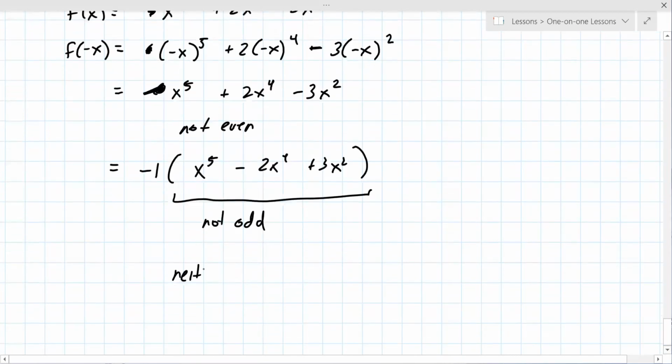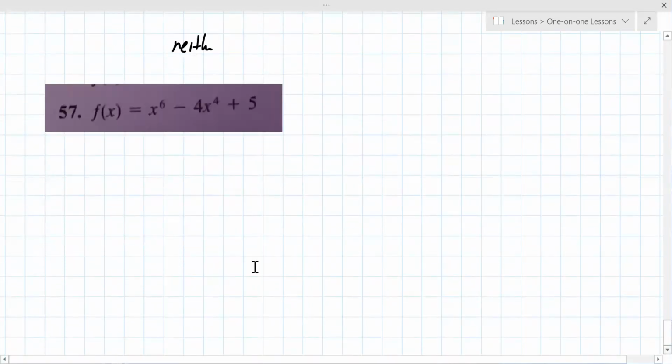Neither. Okay, and maybe this section only wants you to have that binary choice, like it's either on or off, either even or odd. But the reality is most functions don't fall into that category. So it's hard for me to say this is okay to learn it this way. So we can go to 57. I think that's next here. Yep. And maybe you've already got the answer to this one.